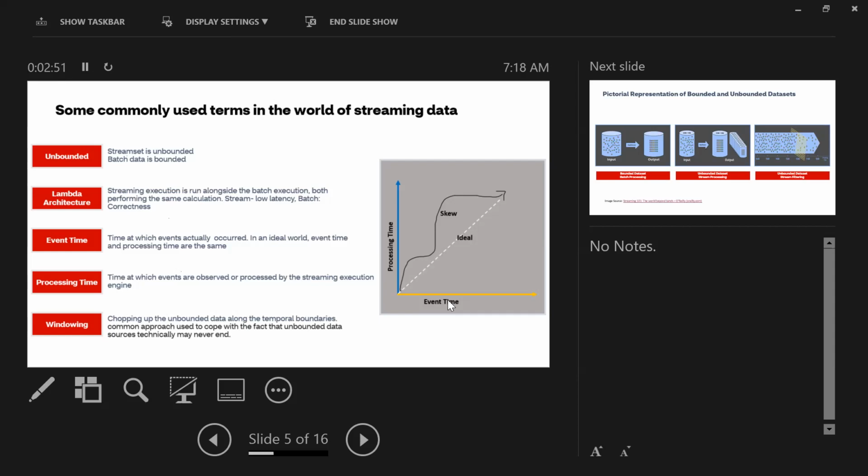Lambda architecture, I have come across this term a lot more now than I used to before. It's just that streaming execution happens with the batch execution. So there is an architecture where both coexist in a way. Then there are some more important terms: event times, processing times, and windowing.